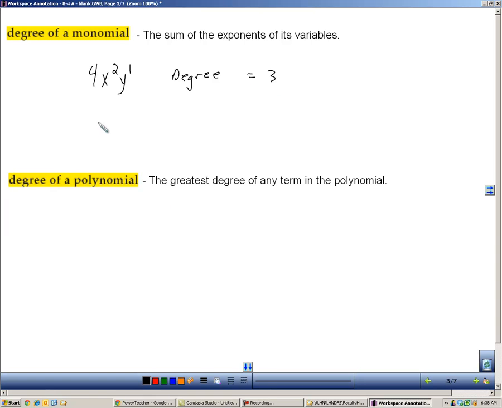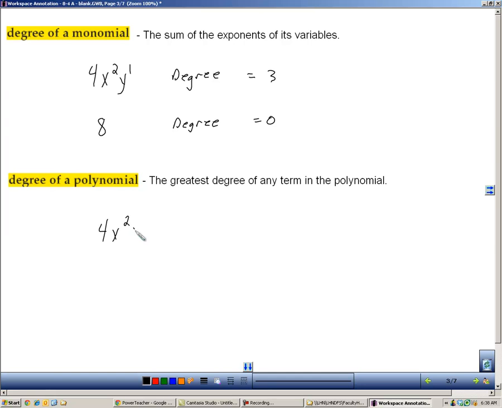Whereas this one over here, if I have just an 8, there are no variables, so the degree of this would be 0. Because you take all the exponents on the variables only and you add them together. Now, to find the degree of a polynomial, you take the greatest degree of any term in the polynomial. So let's look at that.